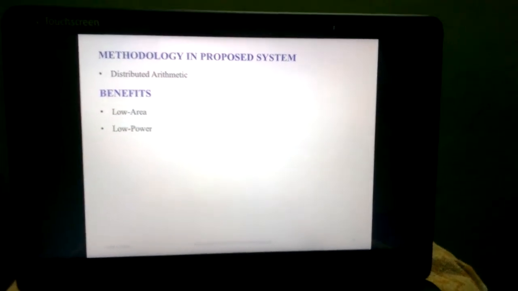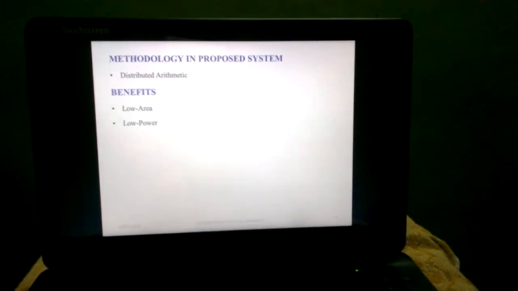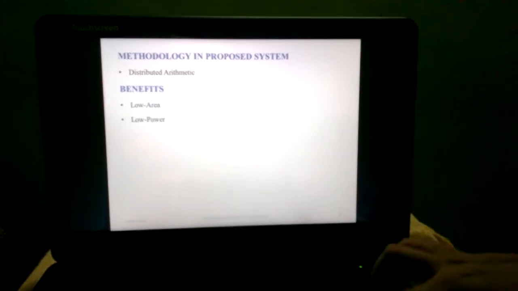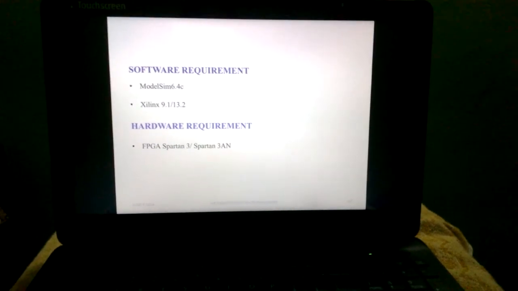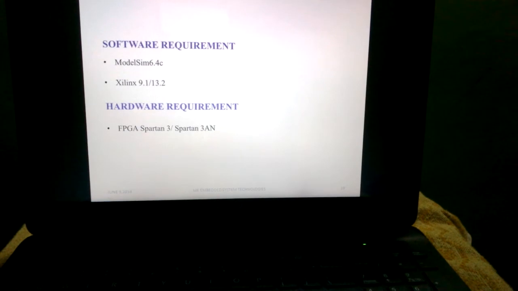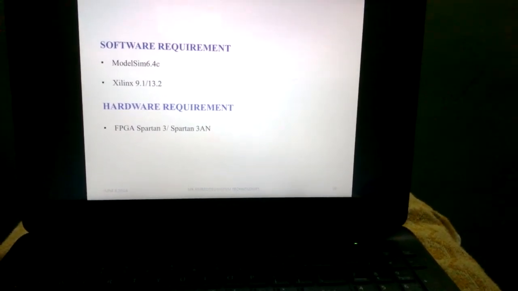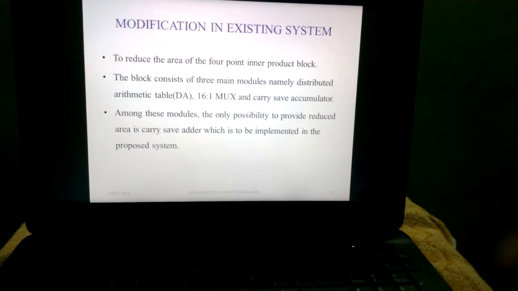The methodology used in the system is distributed arithmetic. The benefits of the proposed system are low area as well as low power consumption. The hardware and software requirements are: the software requirements are ModelSim 6.4C and Xilinx 9.1, and the hardware requirement is the FPGA Spartan 3E kit.